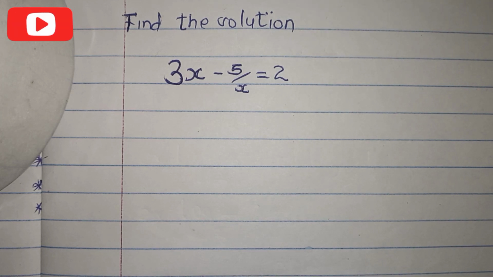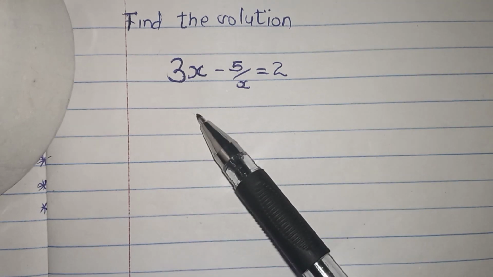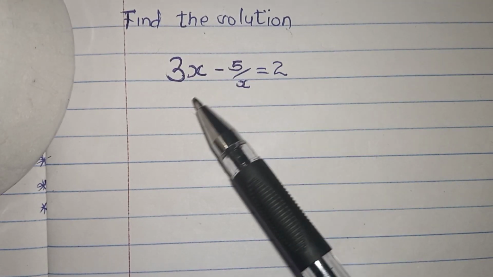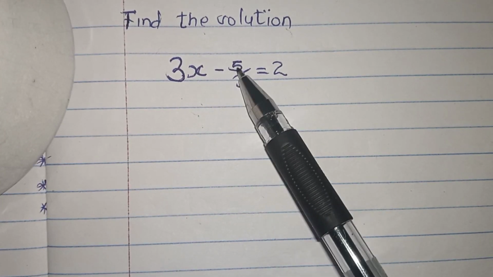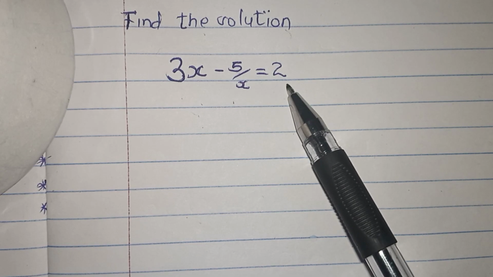Today I'm bringing you my math, and here is the equation that I want us to solve and get the value of x. Find the solution. So we have (3x - 5) over x is equal to 2.